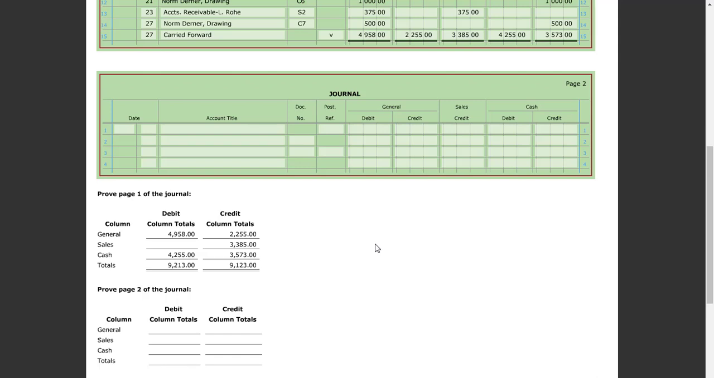Did we get our debits and credits to equal? When I did mine, this is what I got. I have a general debit of $4,958 and a general credit of $2,255. Sales of $3,385. General debit of $4,255. Excuse me. Cash at $3,573. I added them up. My total debits is $9,213. My total credit is $9,213. Happy dance because they equal.